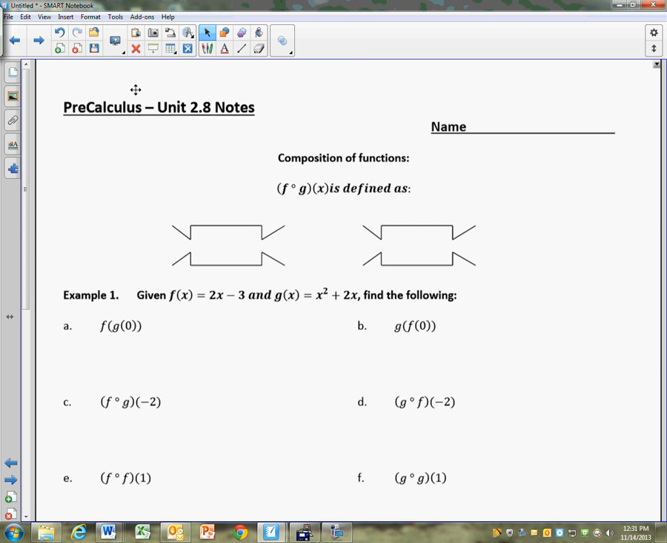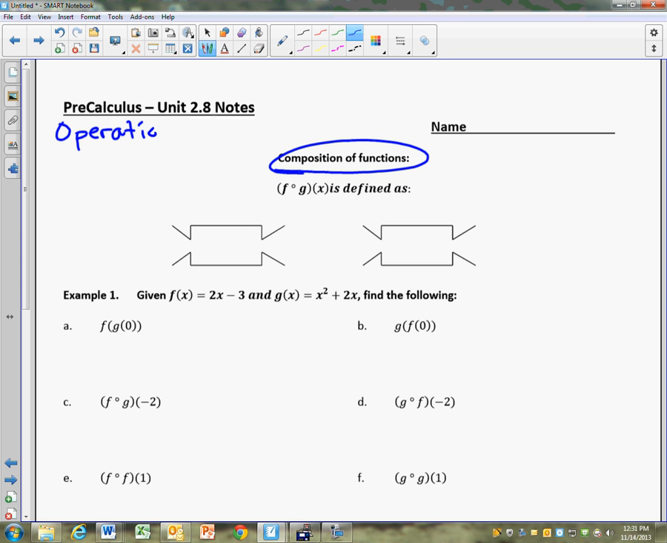Compositions. So we're still in section 2.8, and section 2.8 is all about operations on functions. Today we will end section 2.8, but here's the deal. Yesterday I taught you how to add, subtract, multiply, and divide functions. Today we're going to learn about another operation called composition. And I just want to list for you to get a frame of reference.